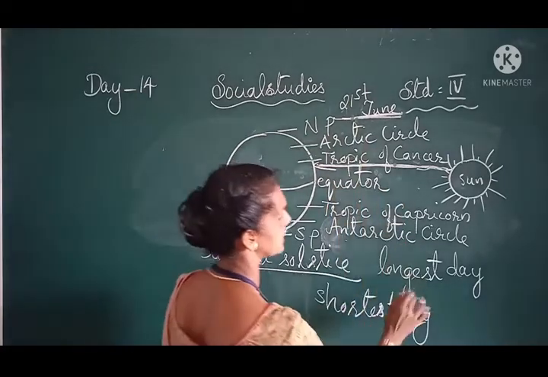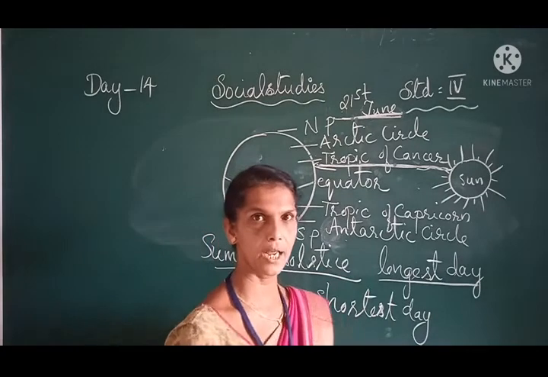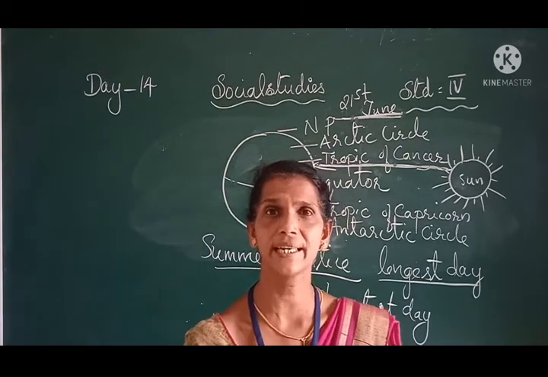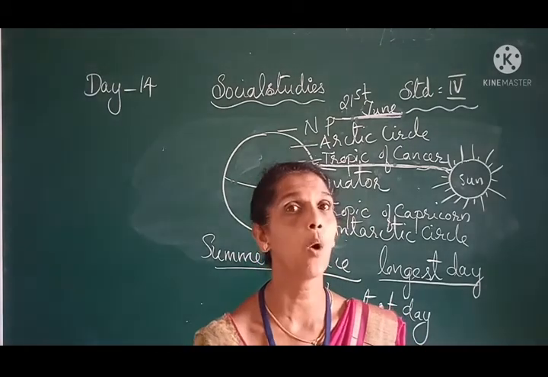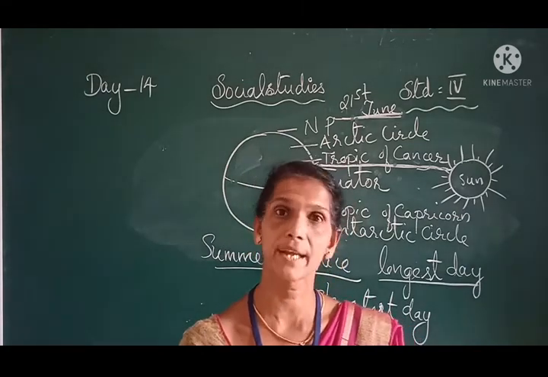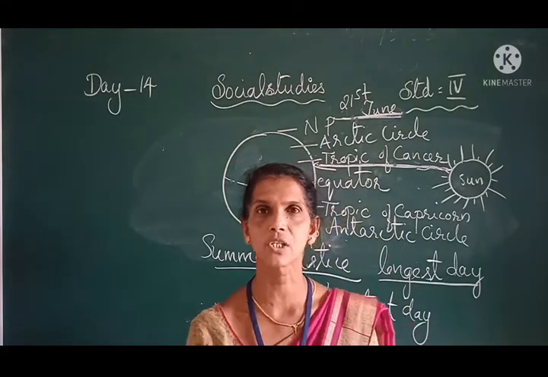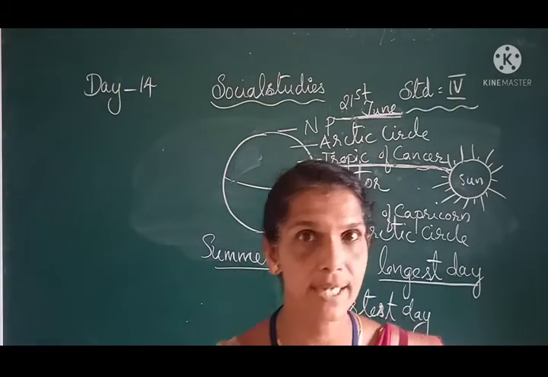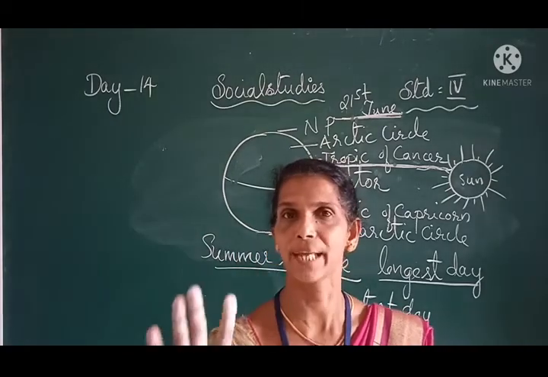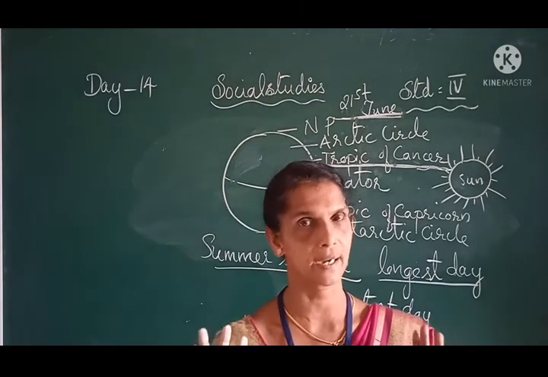On the other hand, in the Northern Hemisphere it is the longest day in the year. Did you understand, children, the speciality of 21st June? Okay children, what have we studied today? We have studied how different seasons are caused. Different seasons are caused because of the movement of the earth around the sun. Due to its tilt, sometimes the north pole gets nearer to the sun and sometimes the south pole gets nearer to the sun.